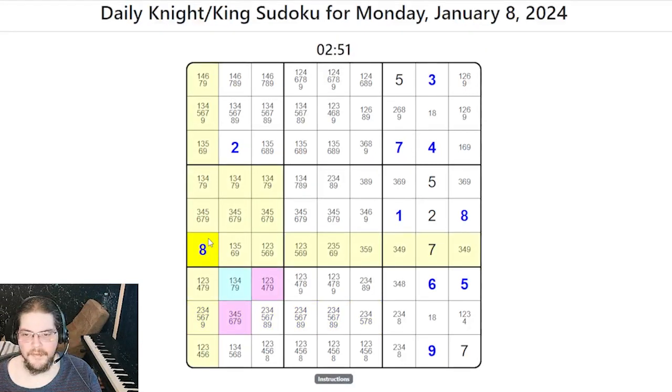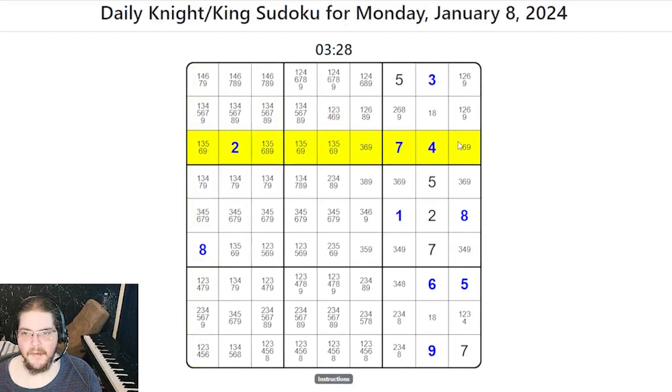What can we gather from this 8? This 8 and this 8 mean that the 8 in the center square has to be in the top row. Let's see where those overlap. None of these squares can have an 8 because they're all seen by the squares below that are the only possibilities for an 8. So we can remove the 8 from those.